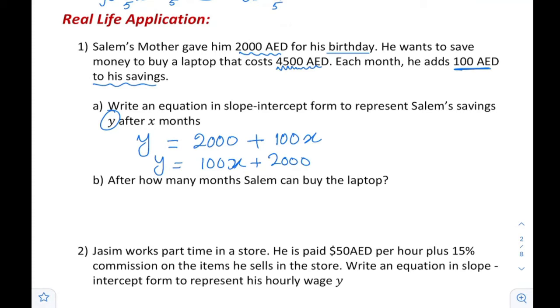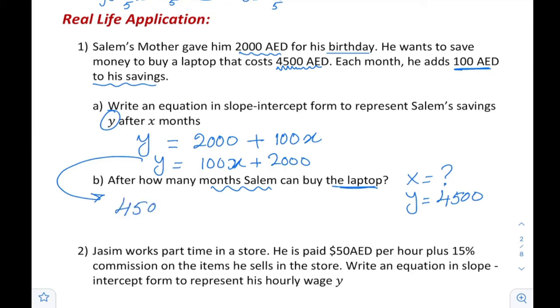Okay, part B. After how many months can Salim buy the laptop? Meaning x is how much? To buy the laptop, his saving, which is y, should reach 4,500 dirhams. So I will use this equation. The savings must reach 4,500 dirhams. So y, I will replace it by 4,500 and I will find the value of x.